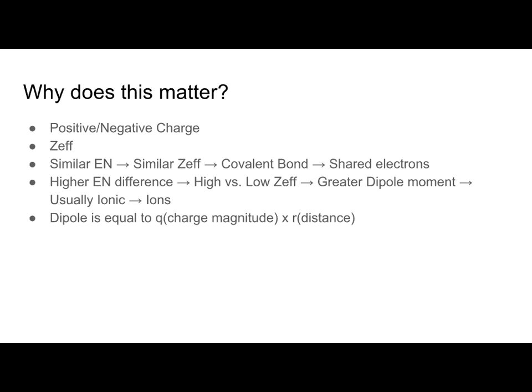So, why is it important to know how to predict electronegativity? Because similar electronegativity, when you have two atoms that are about to form a bond, means that they have similar Zeff. Zeff is the pull of the protons on the outermost electrons. If they have similar Zeff and they both pull on them, then they're going to share electrons and form a covalent bond. As opposed to a higher electronegativity difference, meaning an atom with high Zeff and an atom with low Zeff, which is going to create an ionic bond because one electron is going to go over to the other atom.